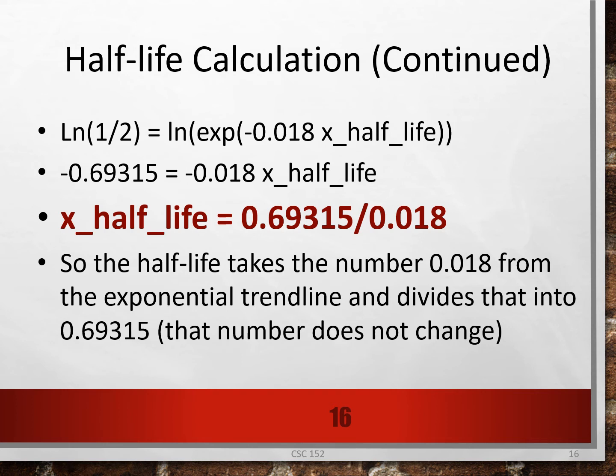Okay, so there's a minus sign on both sides. We'll get rid of that. We're going to solve for x half-life. It's going to be that number 0.69315, and then it's going to be divided by that number that was in the parameter from the Excel fit. So this is the end result, that if you didn't follow the derivation, this is what you need to know. That 0.018 number came from the fit in Excel, and the 0.69315 is a constant related to the natural log of 1/2.